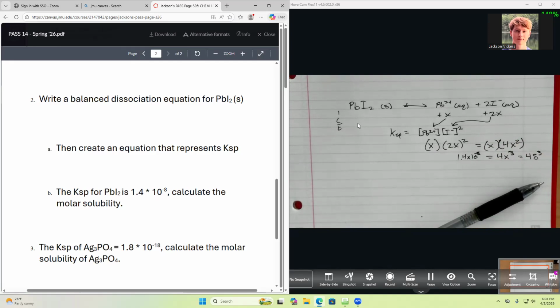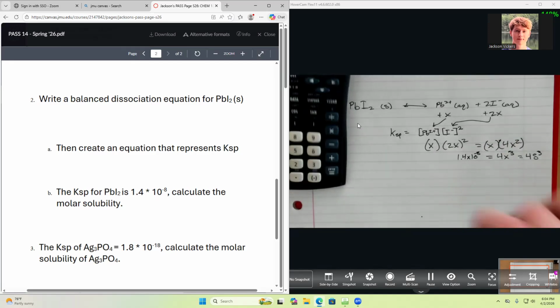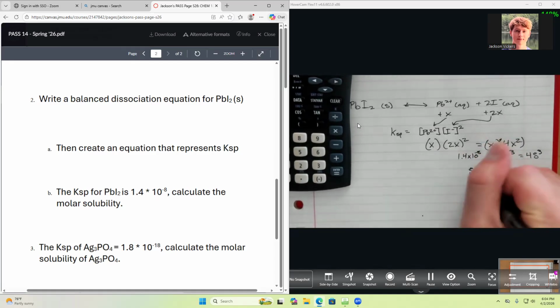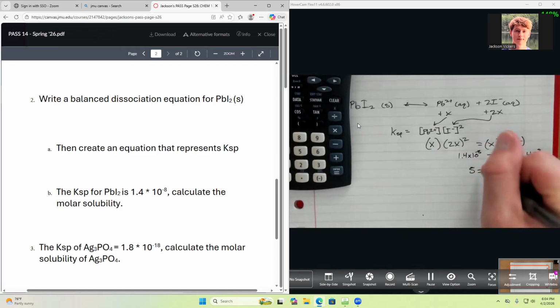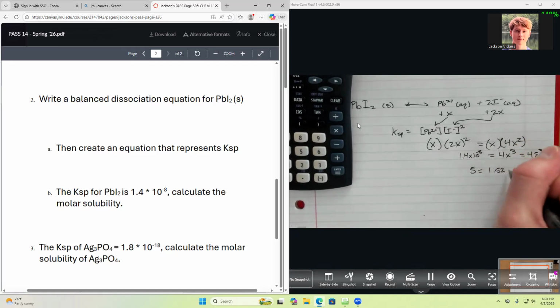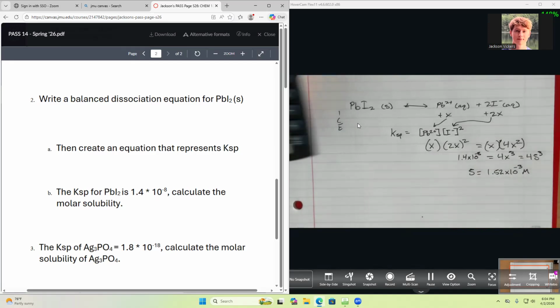And it's really that simple, solving these molar solubility ones. So S, or X, we'll do S now. The molar solubility is 1.52 times 10 to the minus 3 molarity. Not bad, right? Cool.